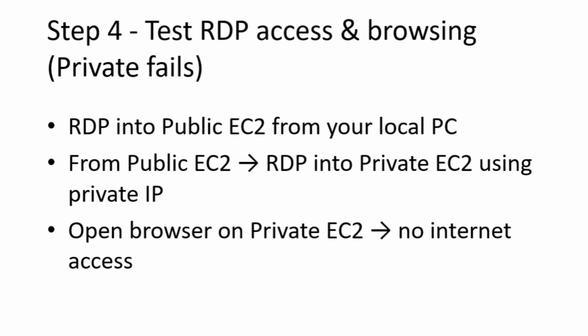In step 4, we test connectivity between our instances. First, RDP into the public EC2 from your local PC. From the public EC2, RDP into the private EC2 using its private IP. Open a browser on the private EC2. You'll notice no internet access.